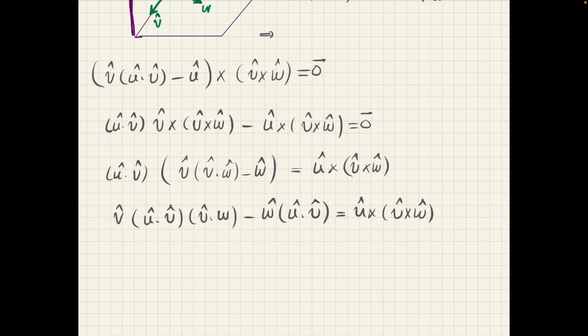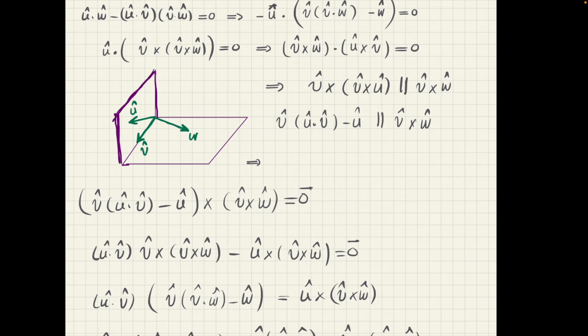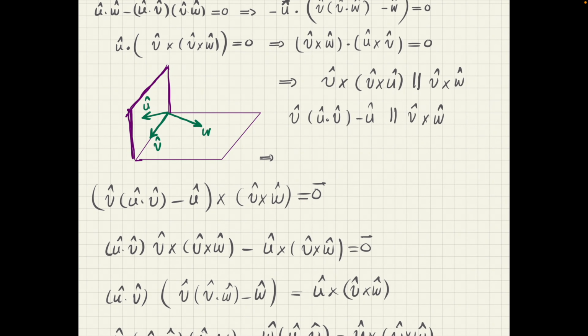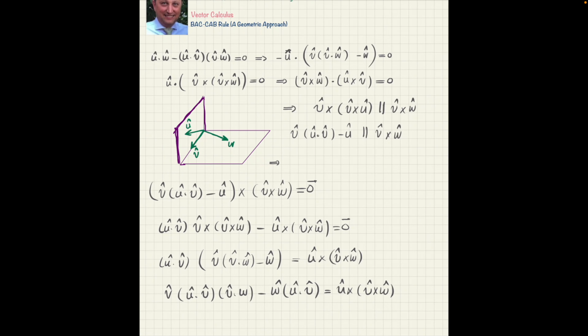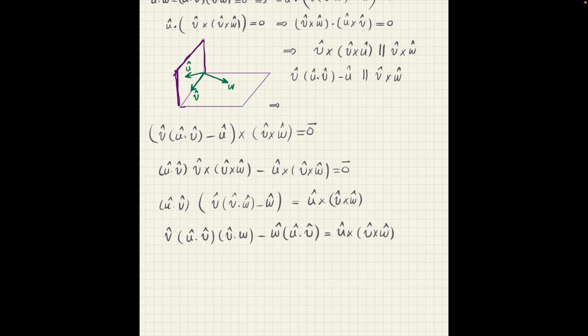Yes? But now let us go back here, you see. Let me make it a little bit smaller. So here I have this condition. So it means that instead of U dot V times V dot W, which is this expression, I can simply write U dot W. So then it becomes V U dot W minus W U dot V is equal to U cross V cross W.